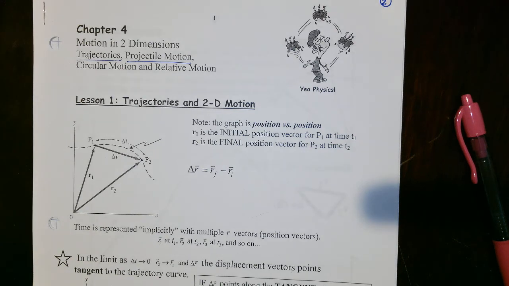We'll talk about circular motion and relative motion. So we're going to be applying a lot of vectors. If you didn't understand vectors from the previous chapter, this is going to be slightly difficult. Okay?